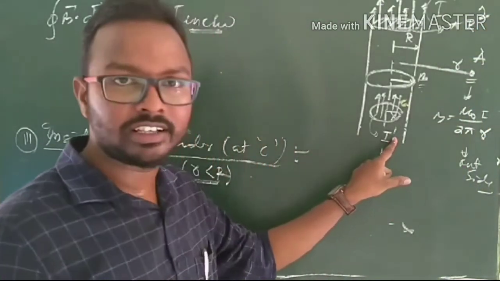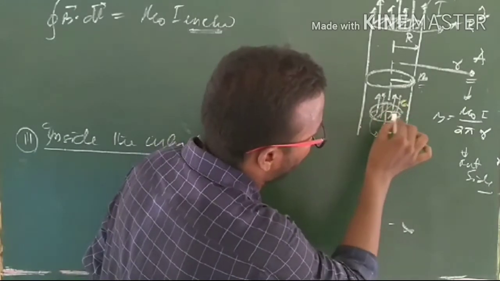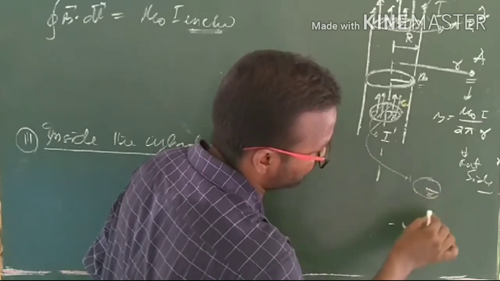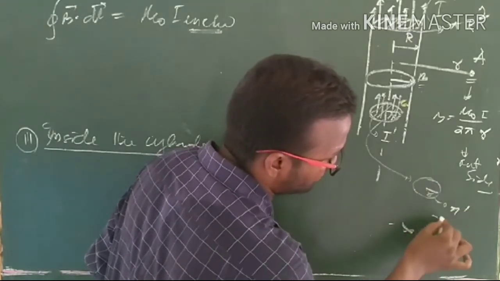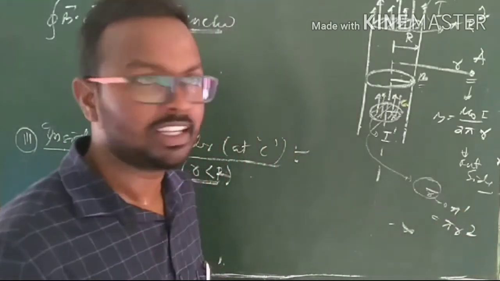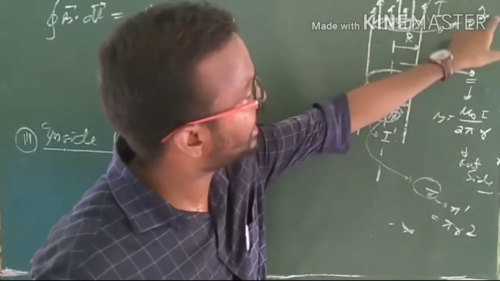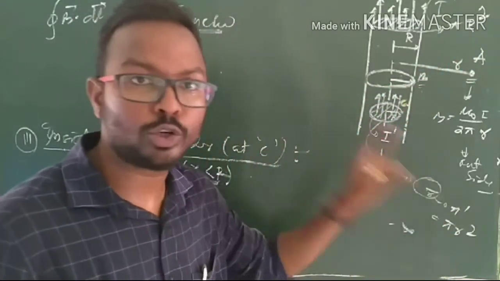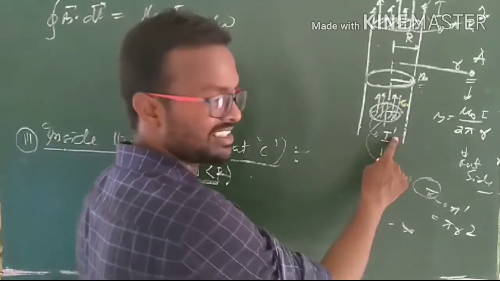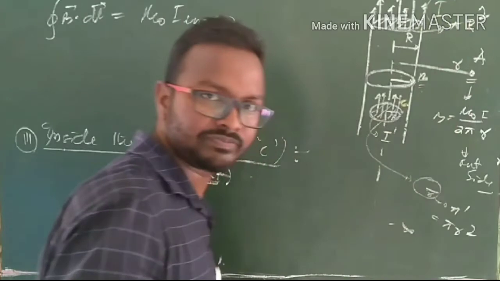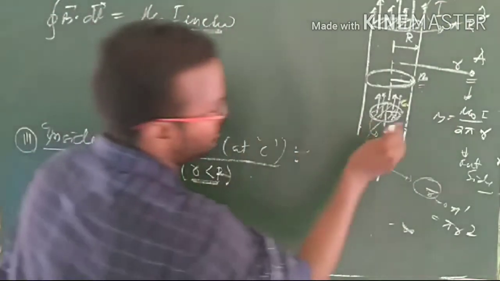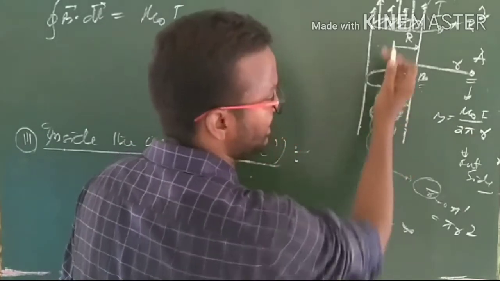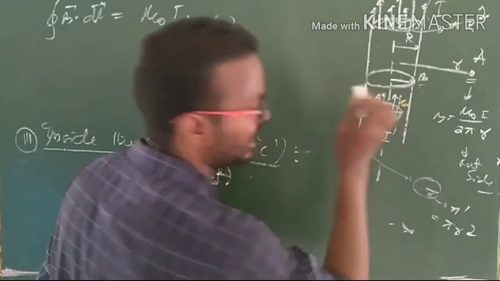But this I dash current is flowing through this small area, with radius small r, so its area a dash is equal to pi r square. First we have to find this I dash current in terms of I, because that is I enclosed, the current flowing within the Amperian loop. This is the direction of the Amperian loop.